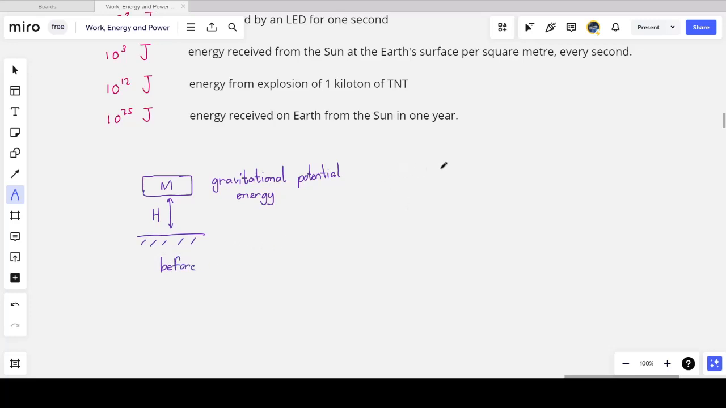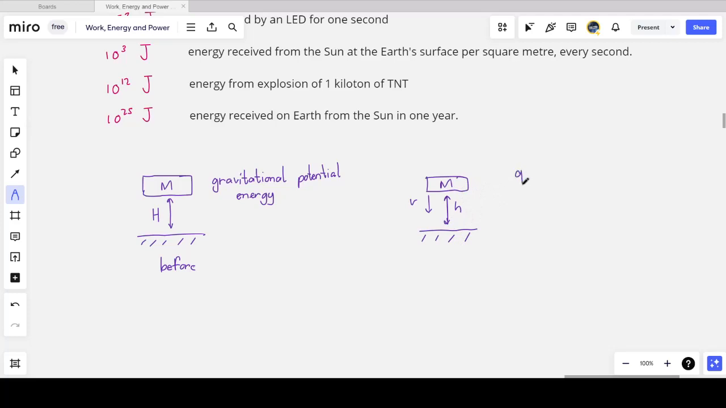But let's say I now take this object, the same mass, and I move it closer to the Earth. It starts to fall, let's say. It starts to move closer to the Earth. And it's now a distance little h to the surface of the Earth. So if I compare, the distance little h is smaller than the distance big H. So it's now falling towards the Earth because of gravity, and it has a speed v, and it's now a distance little h to the Earth.